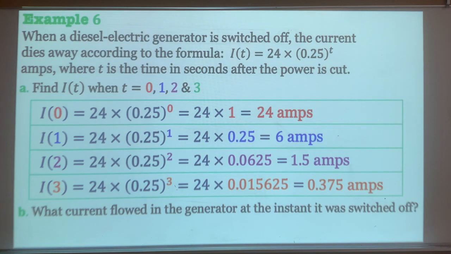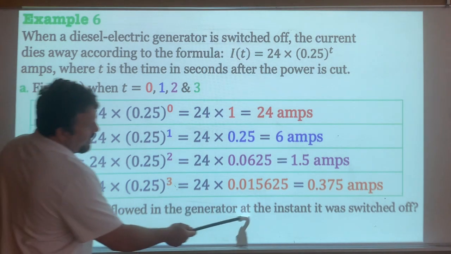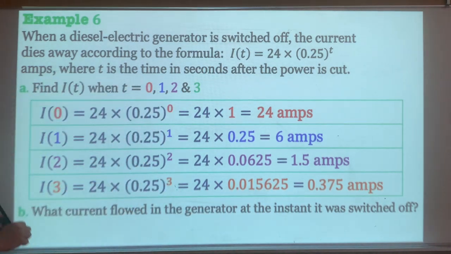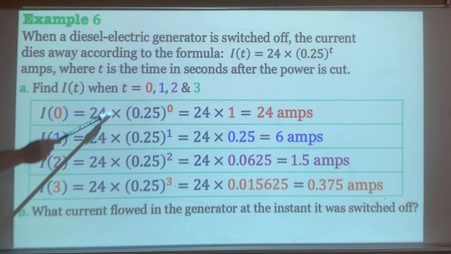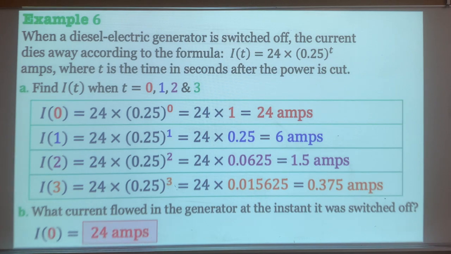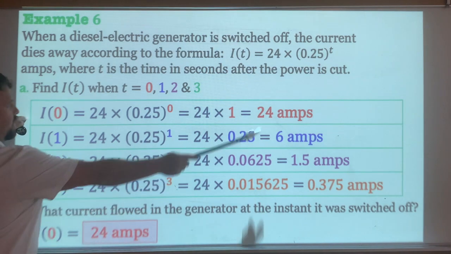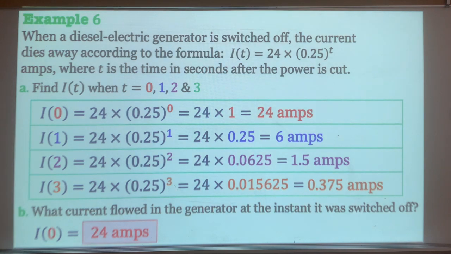What current flowed in the generator at the instant it was switched off? So when it was first switched off, how much current was there? What was your time when it first switched off? It was zero. So there you go. I(0) equals 24 amps. How do I know it's 24? Here it is, solve for it. All right, that was pretty easy, wasn't it?